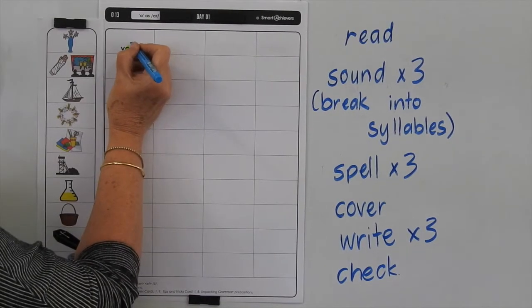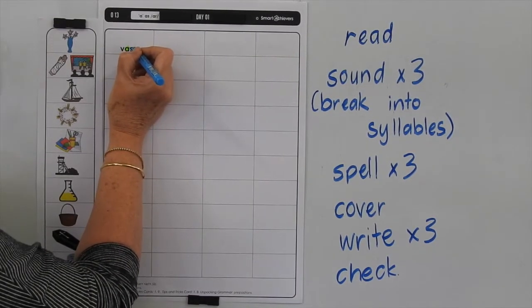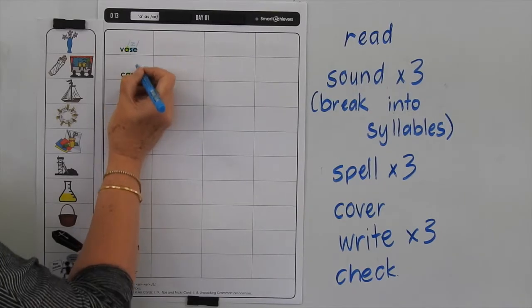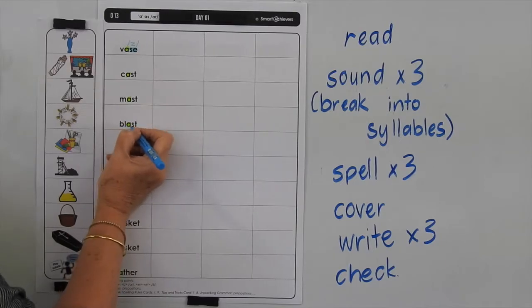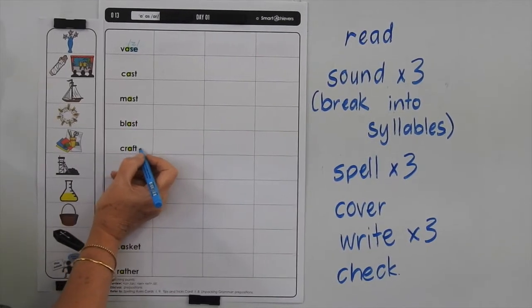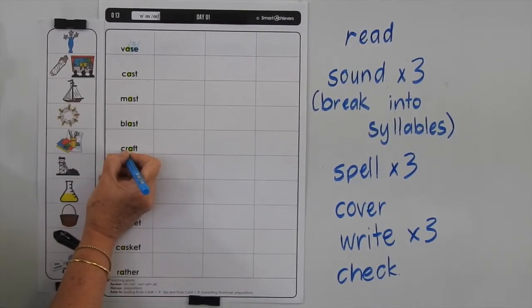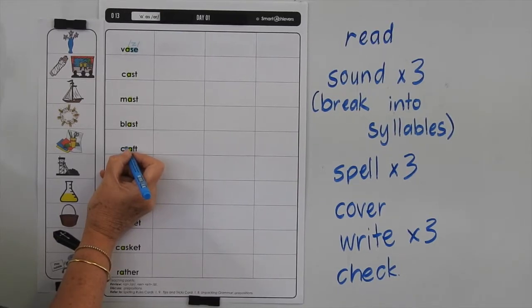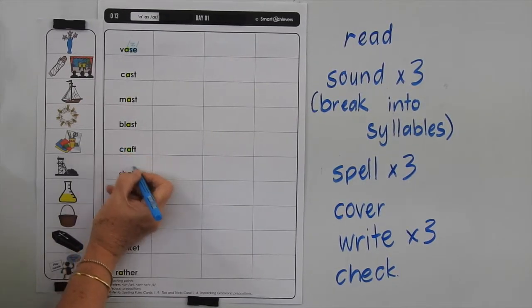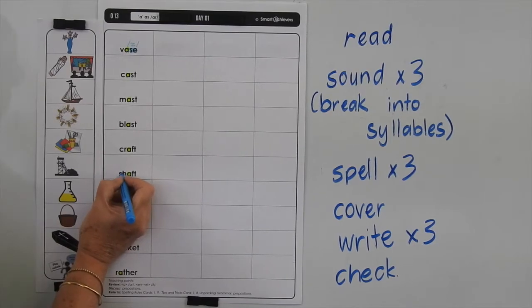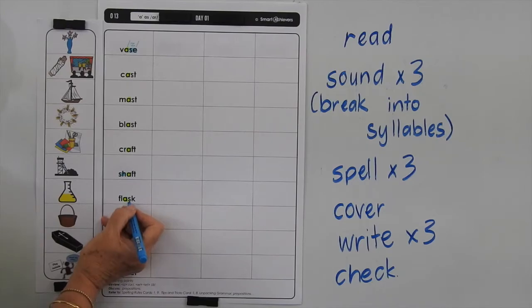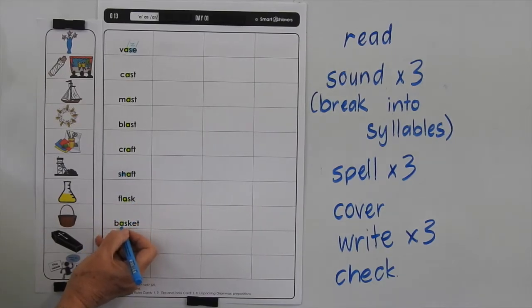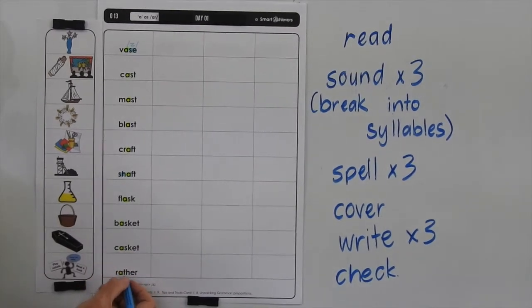So rather than saying vase, it's making a Z sound there. Cast is just as you sound it, same as mast and blast. Craft has nothing special in it, except we know to use a C before an R or an L consonant for the k sound. Shaft, we've got the SH making the sh sound. Flask, just be aware of that sk at the end, it's a bit tricky. Basket, ask, it's a bit hard to say.